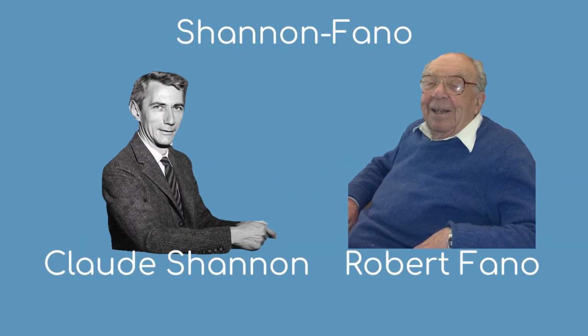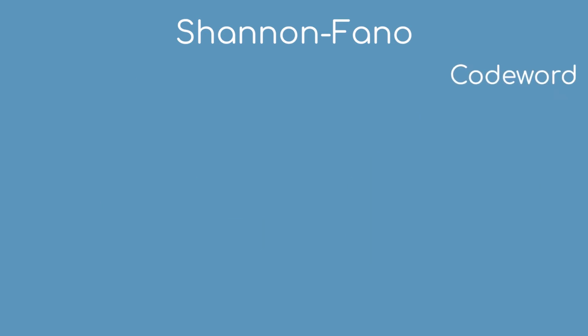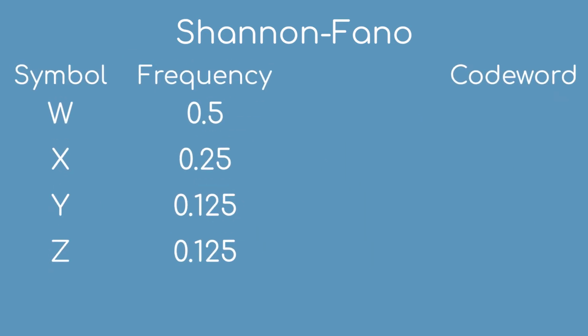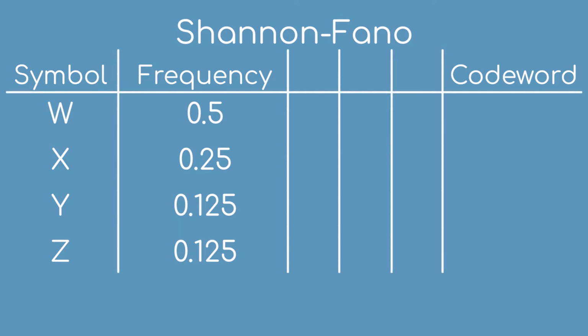The Shannon-Fano algorithm assigned code words to specific symbols based on their probability of occurrence through a series of divisions. These divisions are done as close to half as possible. So in this example, we divide the W from X, Y, and Z because it has a probability of 50%, while the rest sum up to 50%. We assign zeros to the top halves and ones to the lower halves.